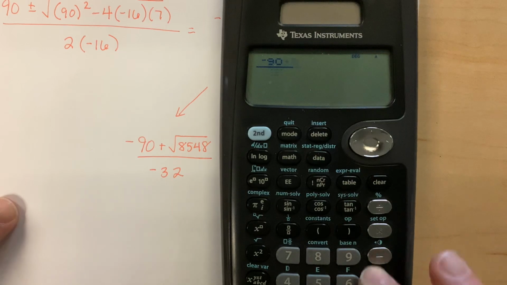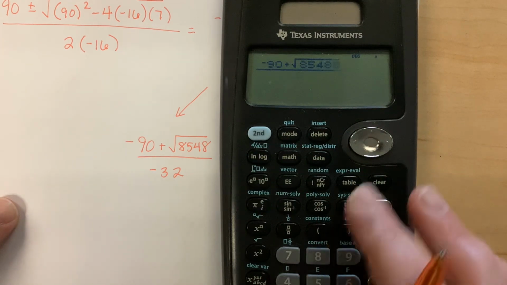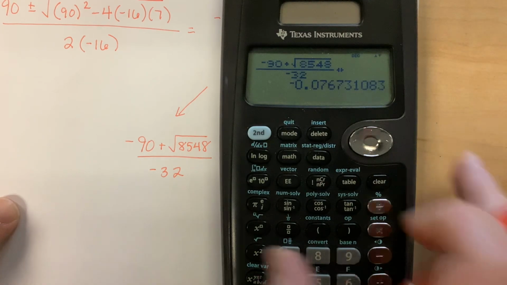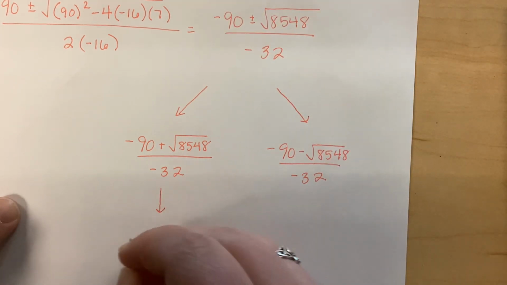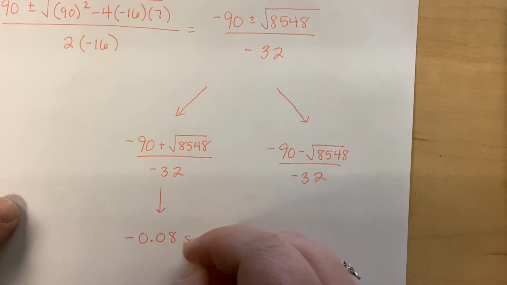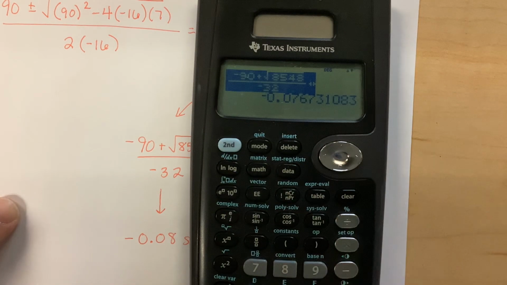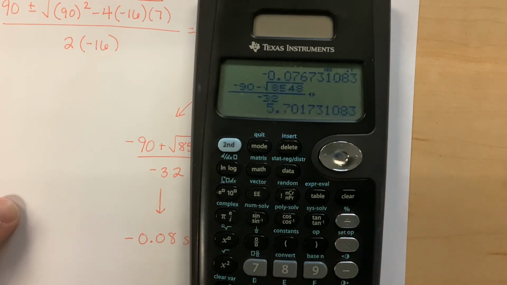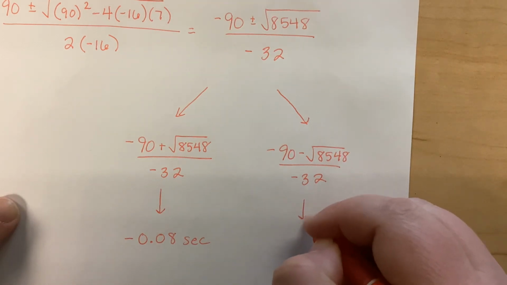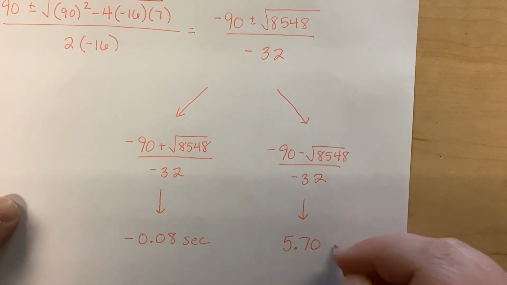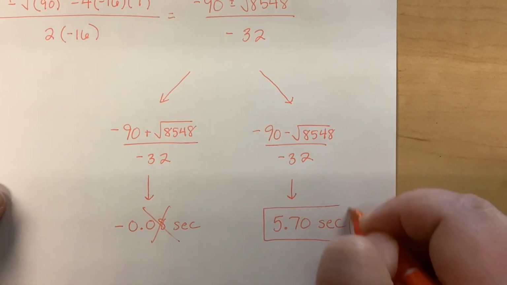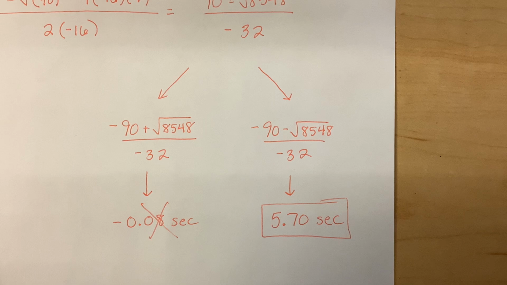All right, use our calculator. Negative 90 plus the square root of 8548 over negative 32, and change it to a decimal, is negative 0.08 seconds. Copy, paste, and then change to subtraction to get 5.70 seconds. Once again, can't have negative time, so we keep this one. And that's it. That's how you use the quadratic formula to solve quadratics that are in context.